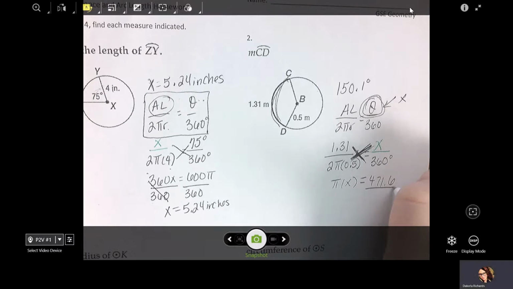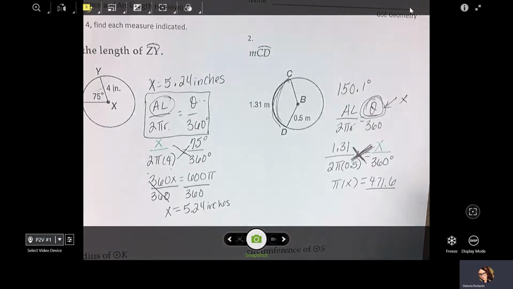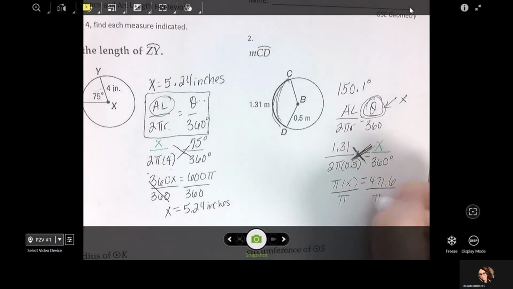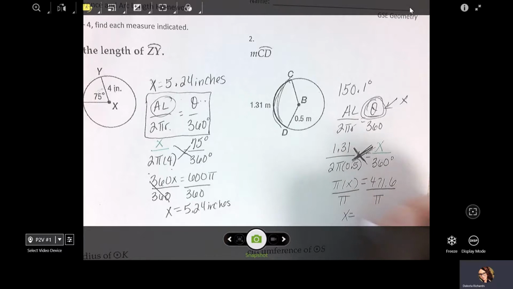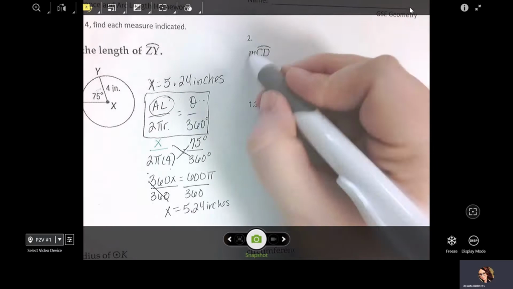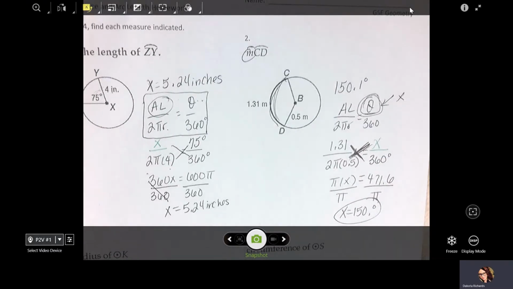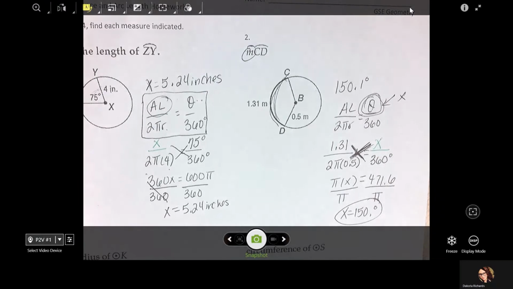Okay. And that's just that. So now what do we do? Divide by pi. So you should get x equals 150.1 degrees because it's asking you for the measure of that arc. Not the length, it's asking for the measure. Questions?